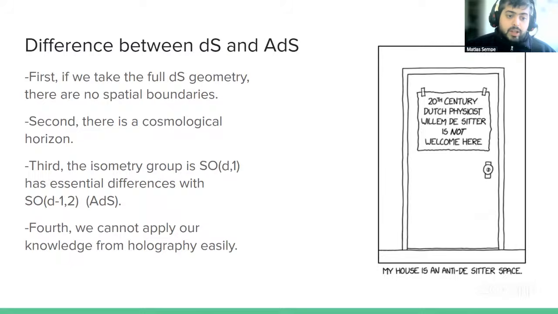Fourth, we cannot apply our knowledge of holography because we have no boundaries. So even if we want, we have no spatial boundary. We can put a quantum mechanical system that will work as a dual. And if we take a static patch and take this as true, and we try to use this cosmological horizon as the boundary for a holographic theory, it's very messy.